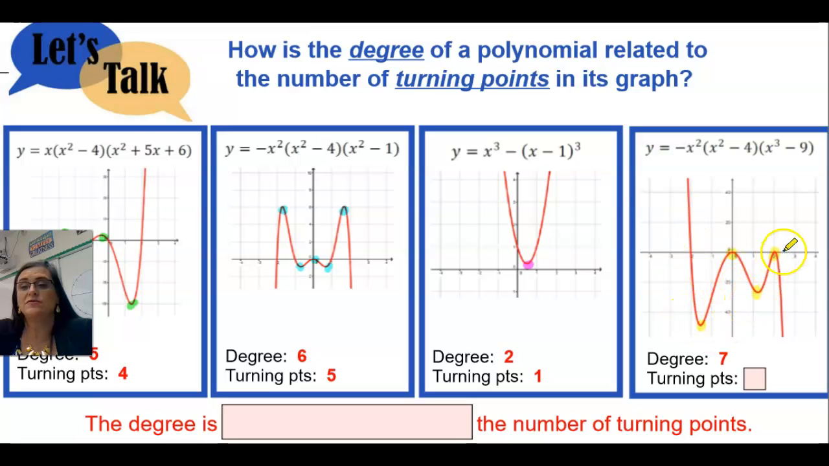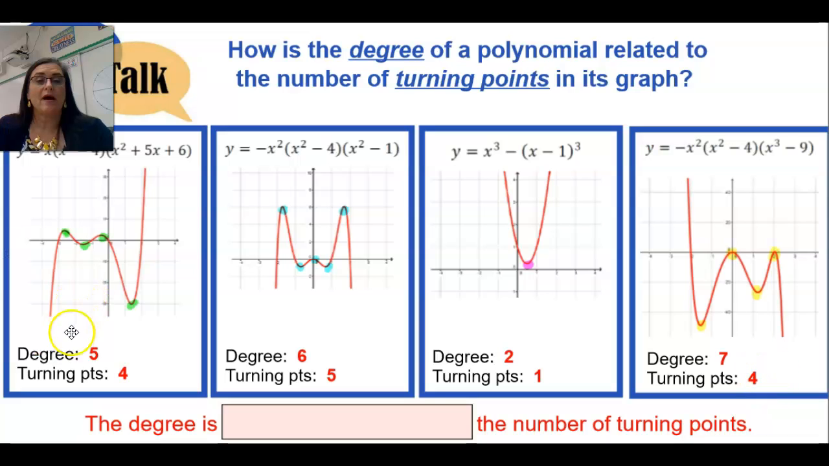And so I have 1, 2, 3, 4 turning points. Okay, so my degree is 7, my turning points is 4. In the first 3, the degree is always exactly 1 more than the number of turning points. But in this last example here, we see that that pattern does not hold. The degree is not exactly 1 more than the number of turning points, or it would be a 5, and instead we have a 7.